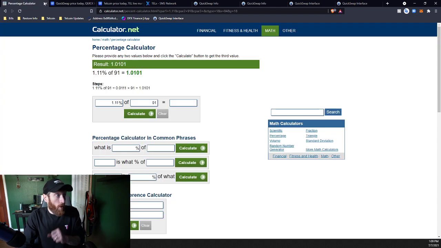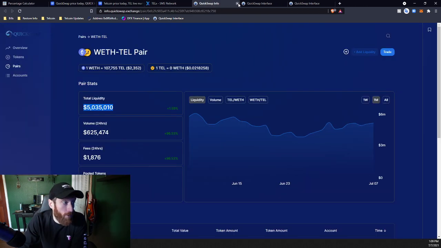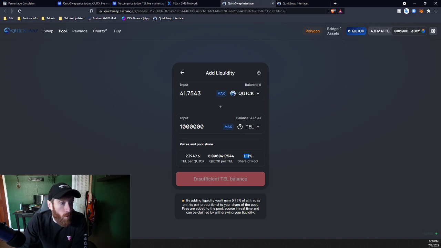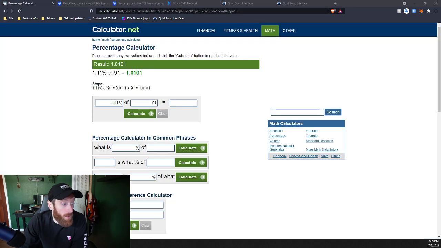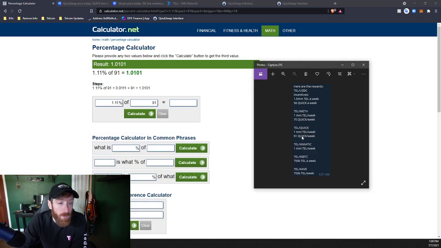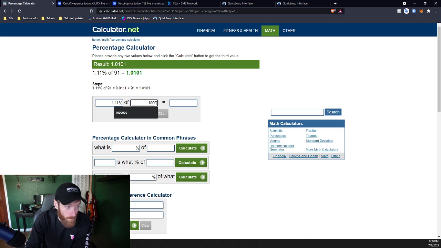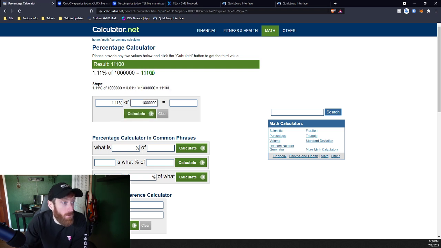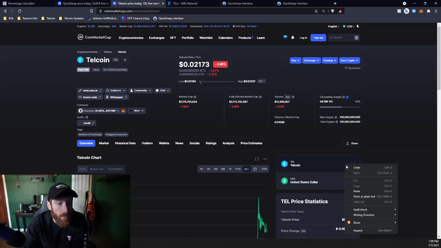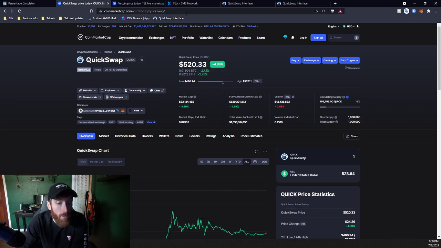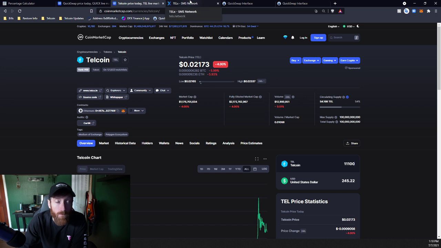So on top of that, let's go back. We can drop these down now because we don't need those. The 1%, we again will be getting 1% of 1 million Tel. So you will see that we'll be getting 11,100 of that, and if we take that to Tel, that's $245. So essentially you are making about $745 for providing $44,000 in liquidity, which isn't bad whatsoever. I think that's very reasonable, especially if you're just providing liquidity for others to use.